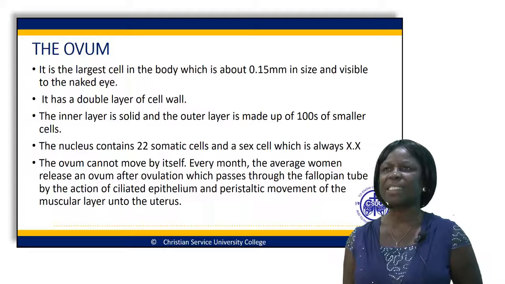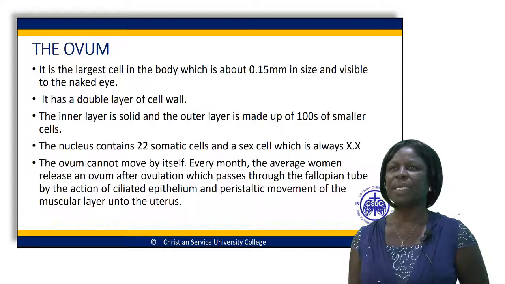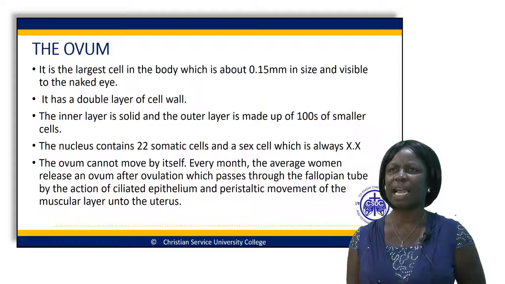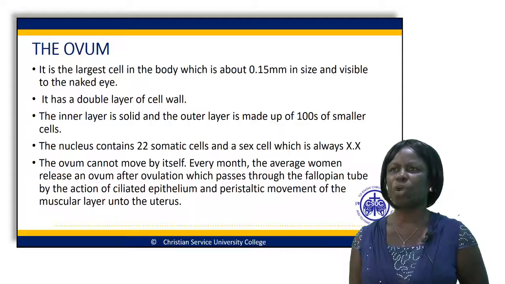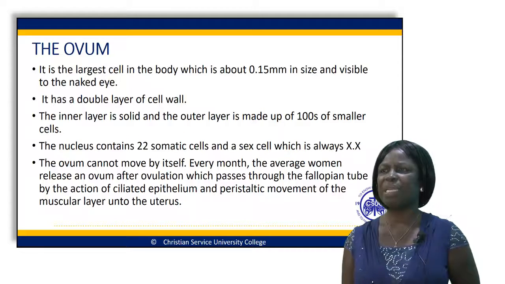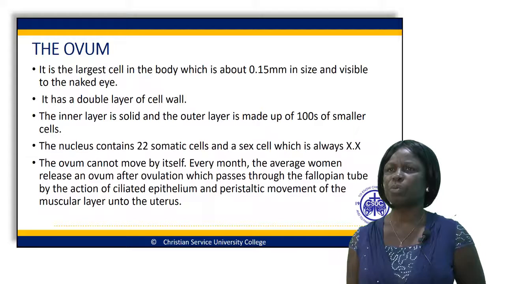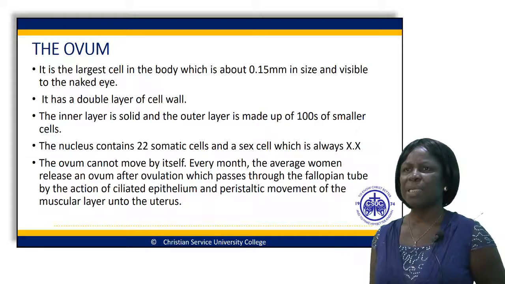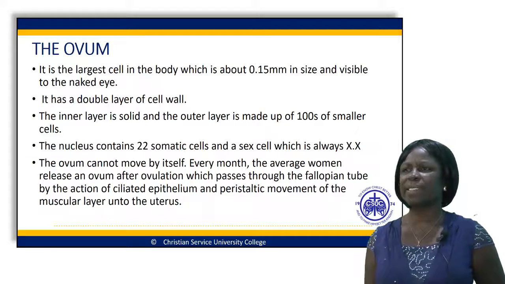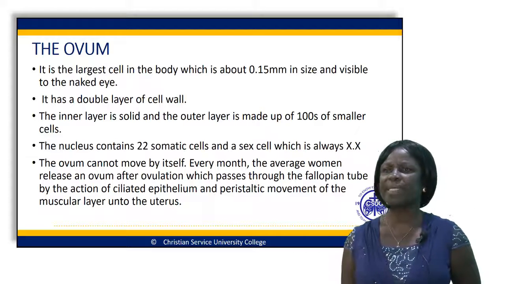The ovum is the largest cell in the body, about 0.15 millimeters in size and visible to the naked eye. It has a double layer of cell wall. The inner layer is solid and the outer layer is made up of hundreds of smaller cells. The nucleus contains 22 somatic chromosomes and a sex chromosome, which is always X.